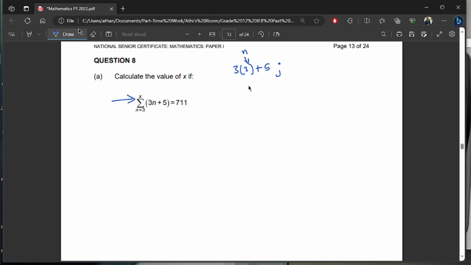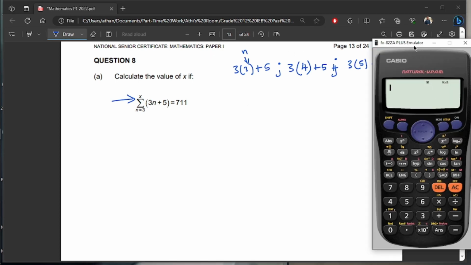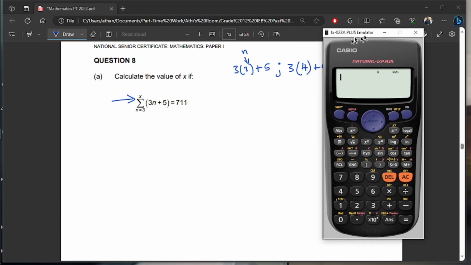And then the number that follows is going to be 3 times 4, since after 3 comes 4, basically term 4. And then the next one would be 3 times 5 plus 5, and so forth until the last one. I'm going to do all of this on a calculator so that we can save time. So writing my series now, it's going to be 3 times 3 plus 5.